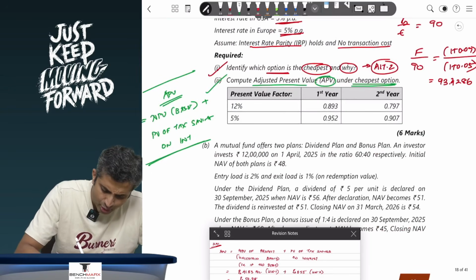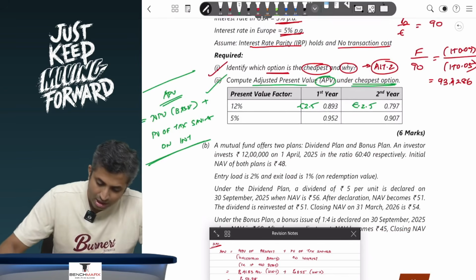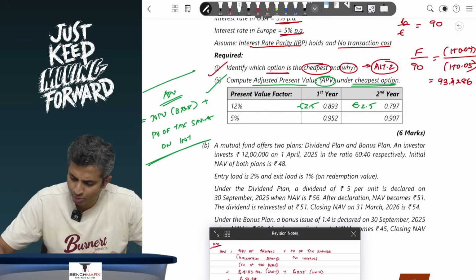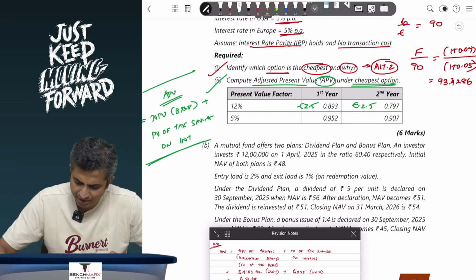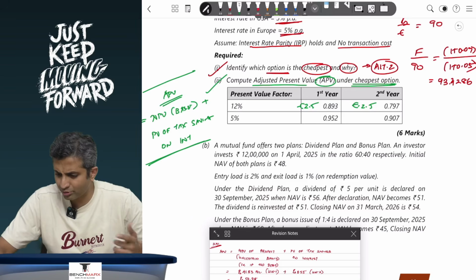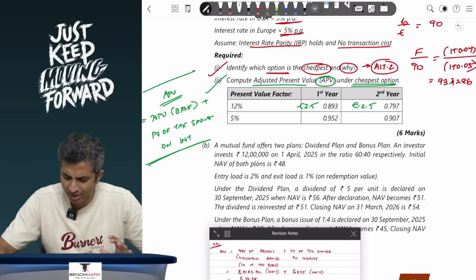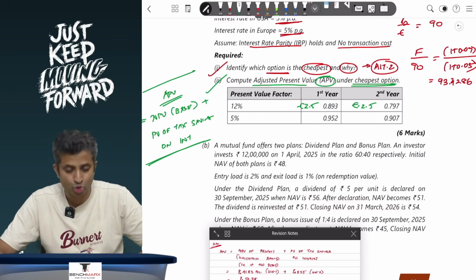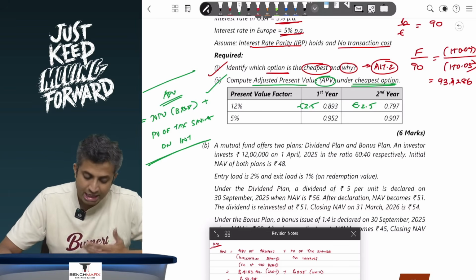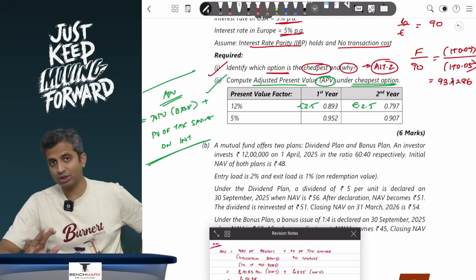Yes, sir. At 12%, this is, let's say, 2.5 of cash inflow. This is 2.5 of cash inflow. So over here, this is 2.5 into 0.893 and 2.5 into 0.797, and this will give you a total of 4.225 minus 4, and hence 0.225. So 2,25,000 euros can be taken if I had to do it in euros.